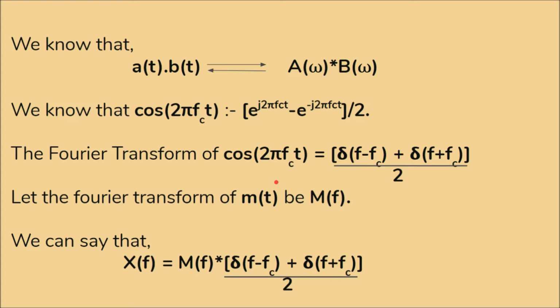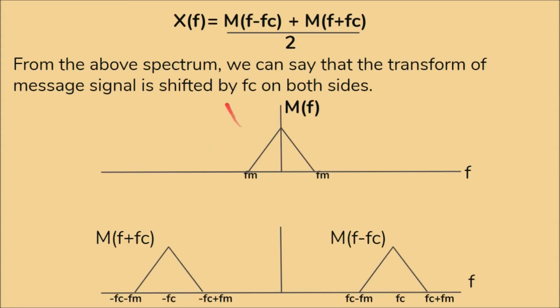We know that x(t) is cos of 2 pi fc t multiplied by m(t), our message signal. So in the frequency domain, X(f) will be equal to M(f) convolved with delta(f minus fc) plus delta(f plus fc), upon 2. Any signal convolved with a Dirac delta function shifts that signal to the delta's location. So X(f) will be given as M(f minus fc) plus M(f plus fc), upon 2. Now let us assume the spectrum of the message signal is something like this, given in the first diagram. Here fm is the bandwidth of the message signal.